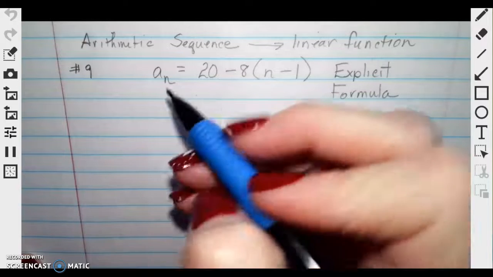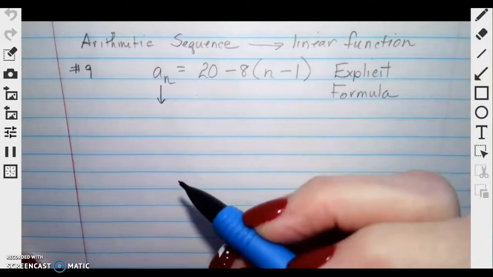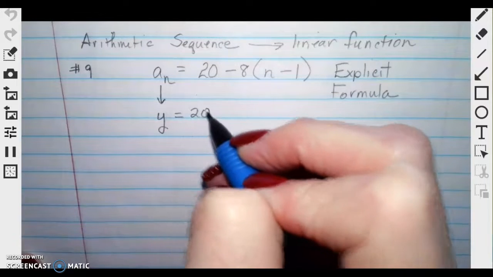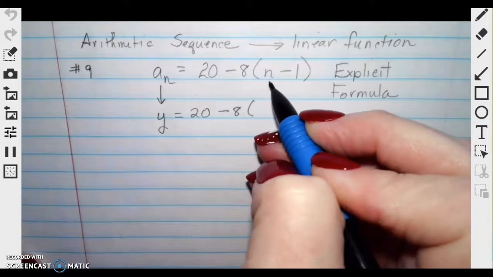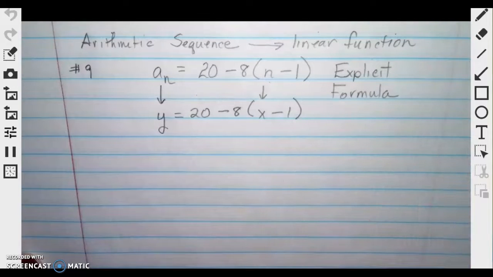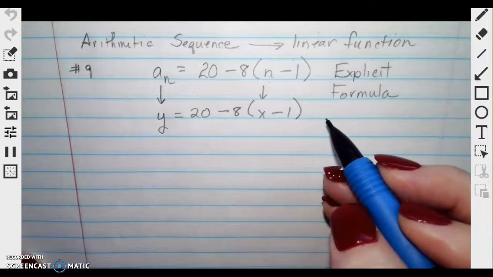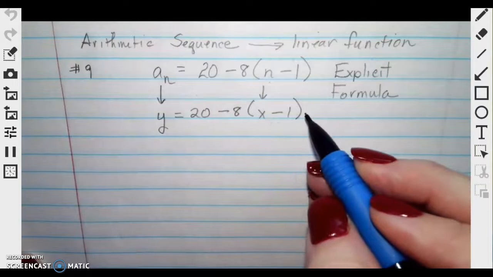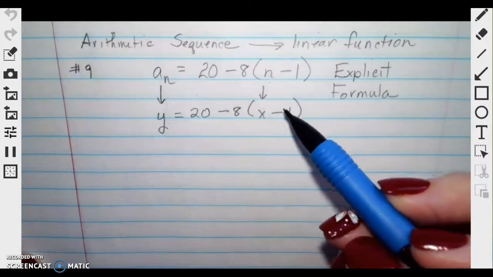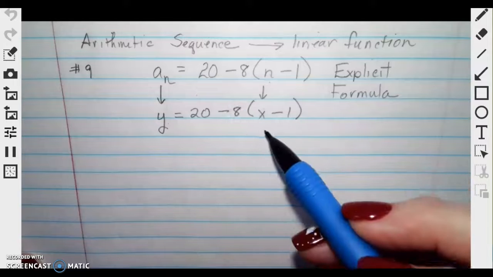And to do that, what does a_n become? That's our result, and that's a y. And what does n turn into? X. So we have the linear form of the equation by just changing this to y and this to an x. Now our answer choices don't look like this.